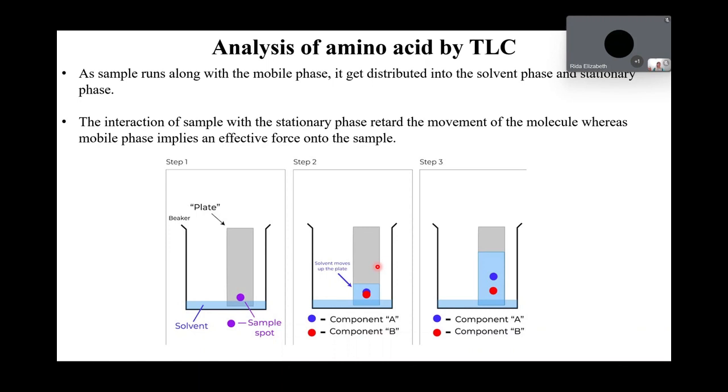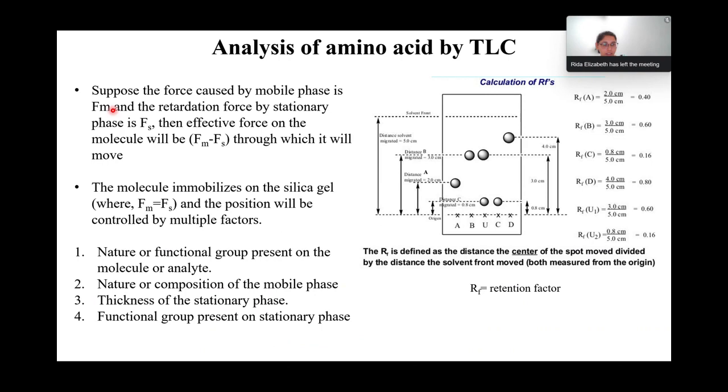So you have something like this, where the mobile phase is giving a force which is trying to move the sample up the plate, while you have a stationary phase which is giving the retardation force which is trying to stop the molecule from moving. So because the molecule starts by moving, your Fm, which is the mobile phase force, is always greater.